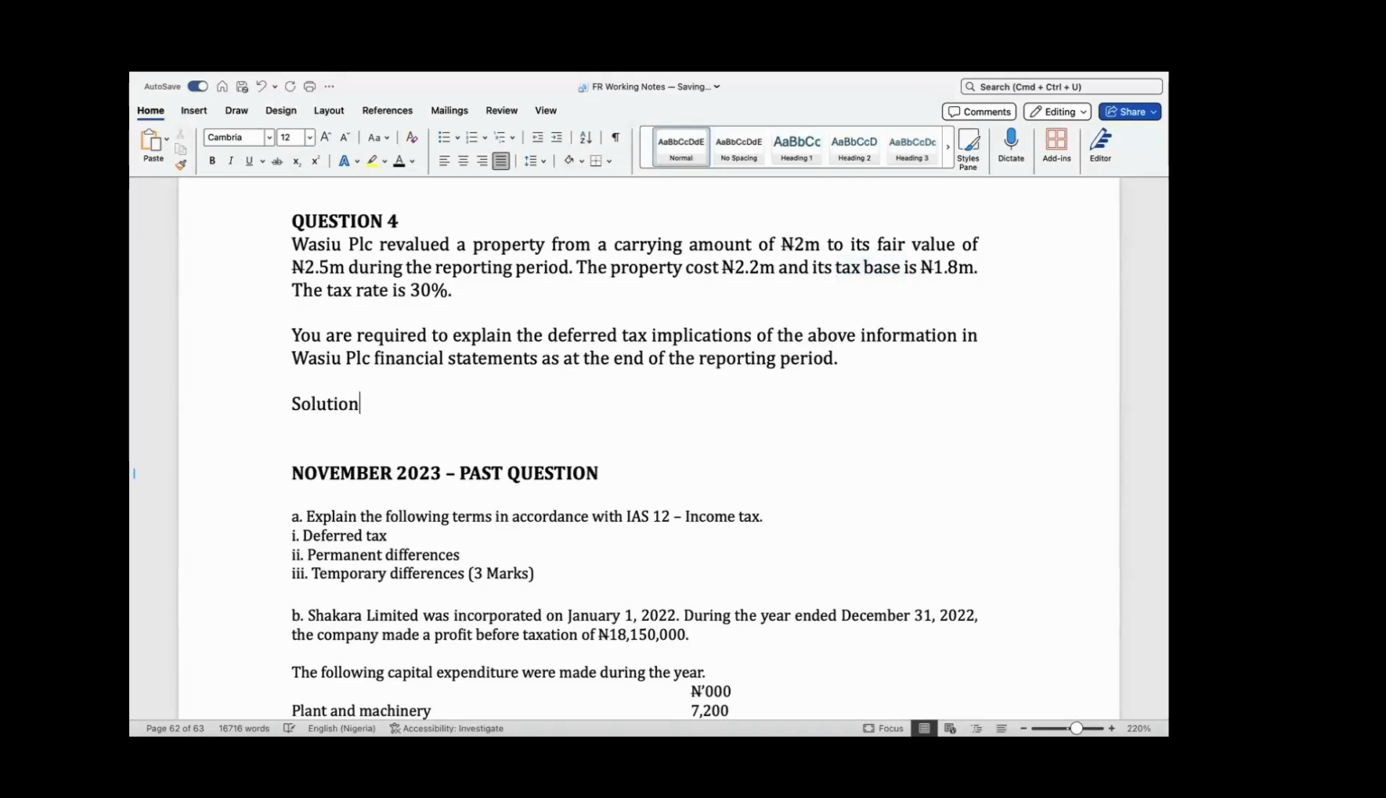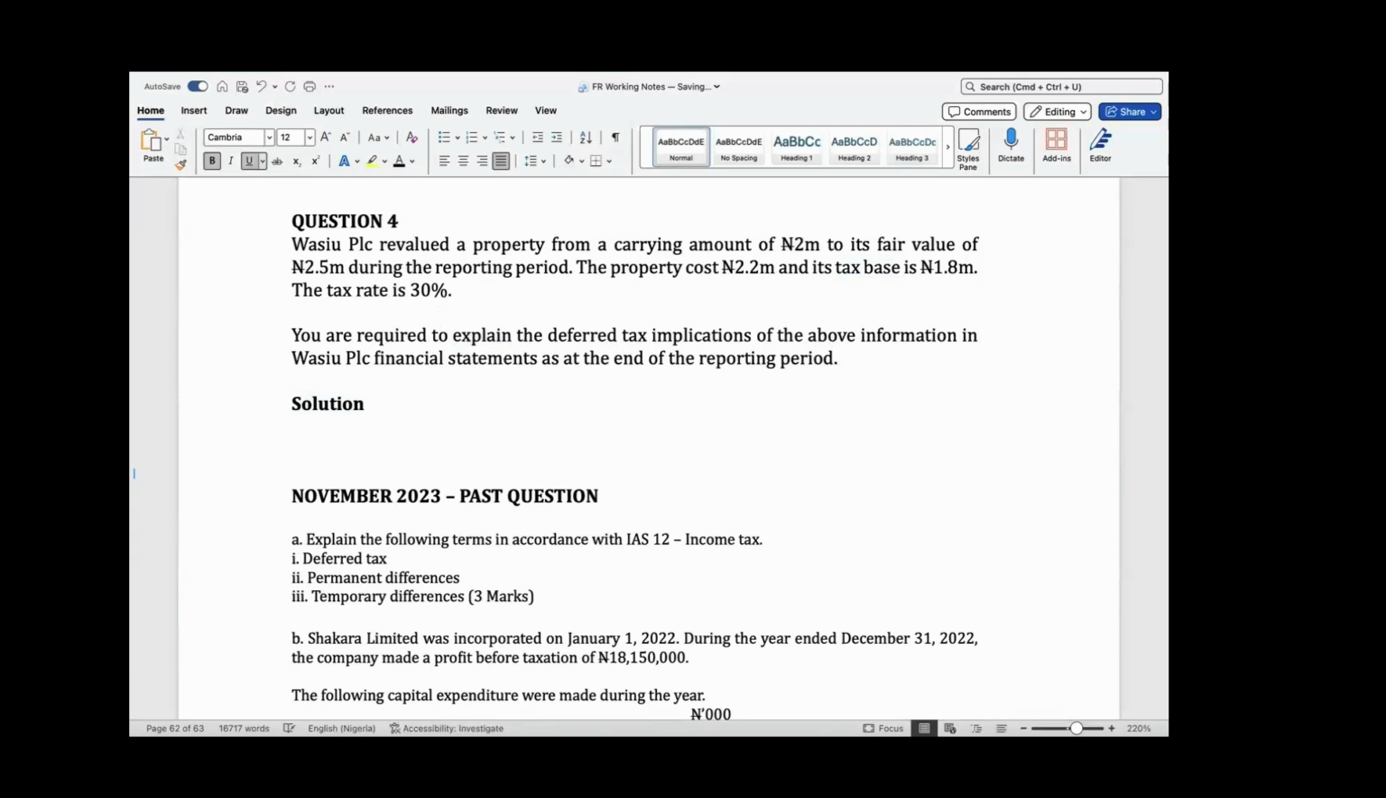period. Now, this question really wants us to explain. So when you have a question asking you to explain, you really need to do some explanation. You can do your workings, then you present your solution more like an explanation. You need to explain everything you've done. Now, here also, I'm required to explain deferred tax implication. Whatever it is, that will be a deferred tax implication.